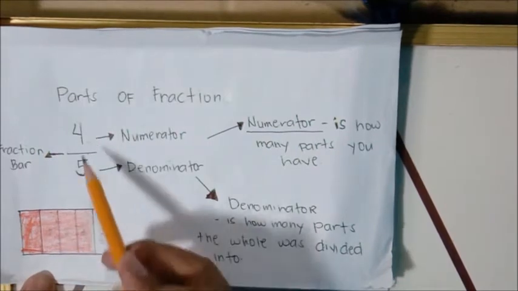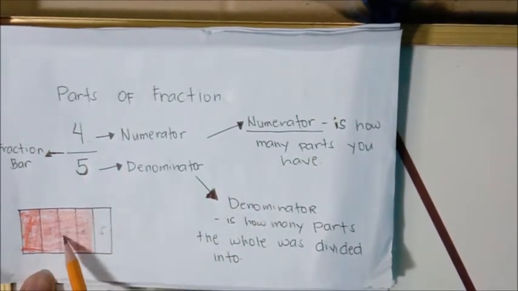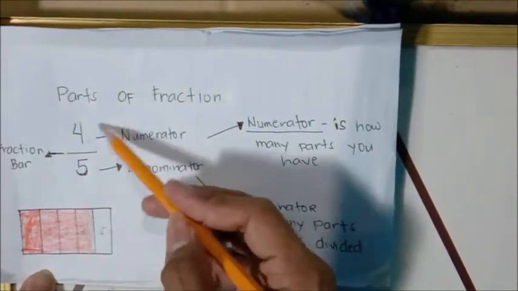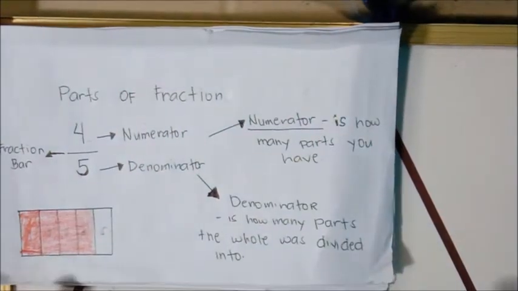And then our fraction is 4 over 5. 1, 2, 3, 4. And then the whole is divided into 5. 1, 2, 3, 4, 5. So our fraction is 4 over 5.